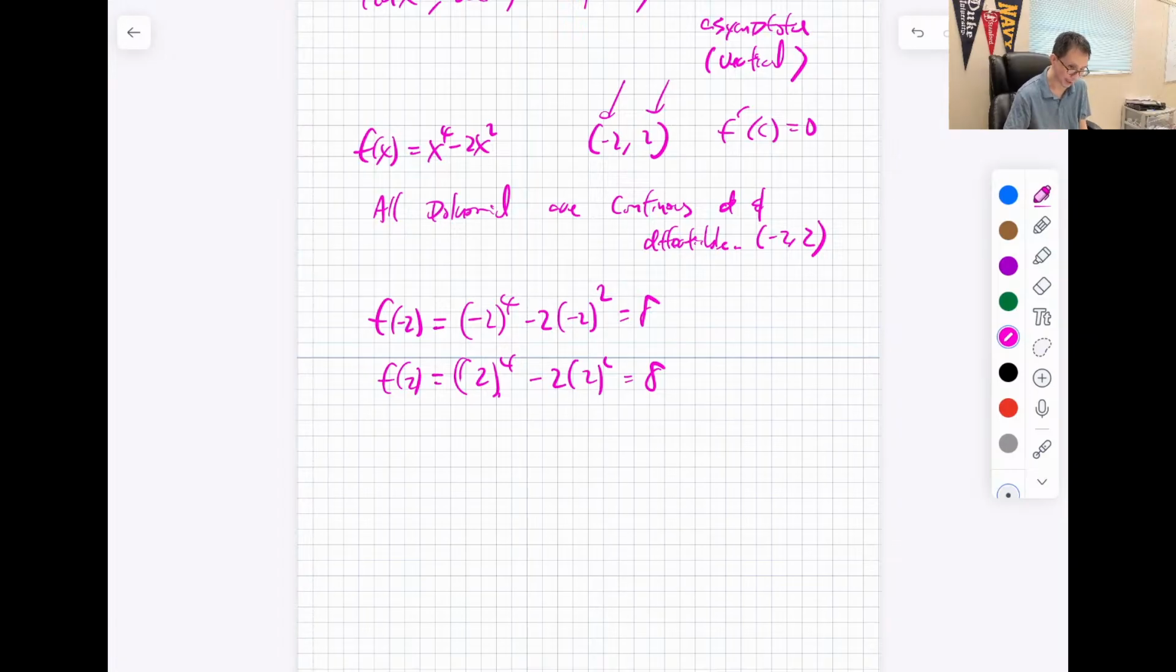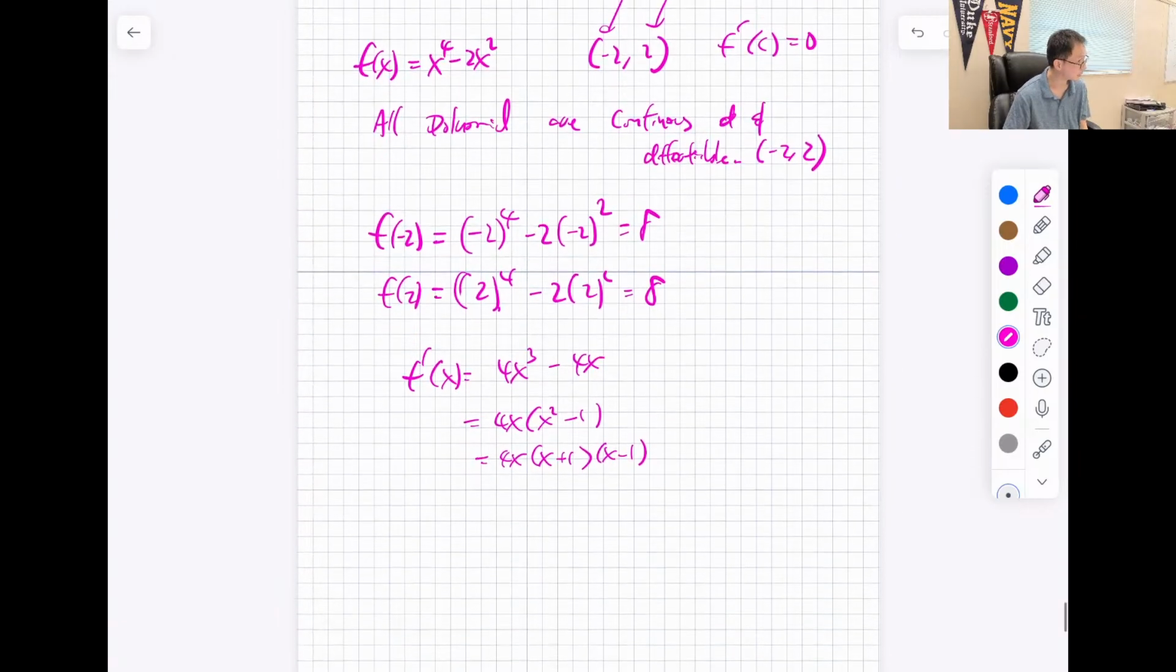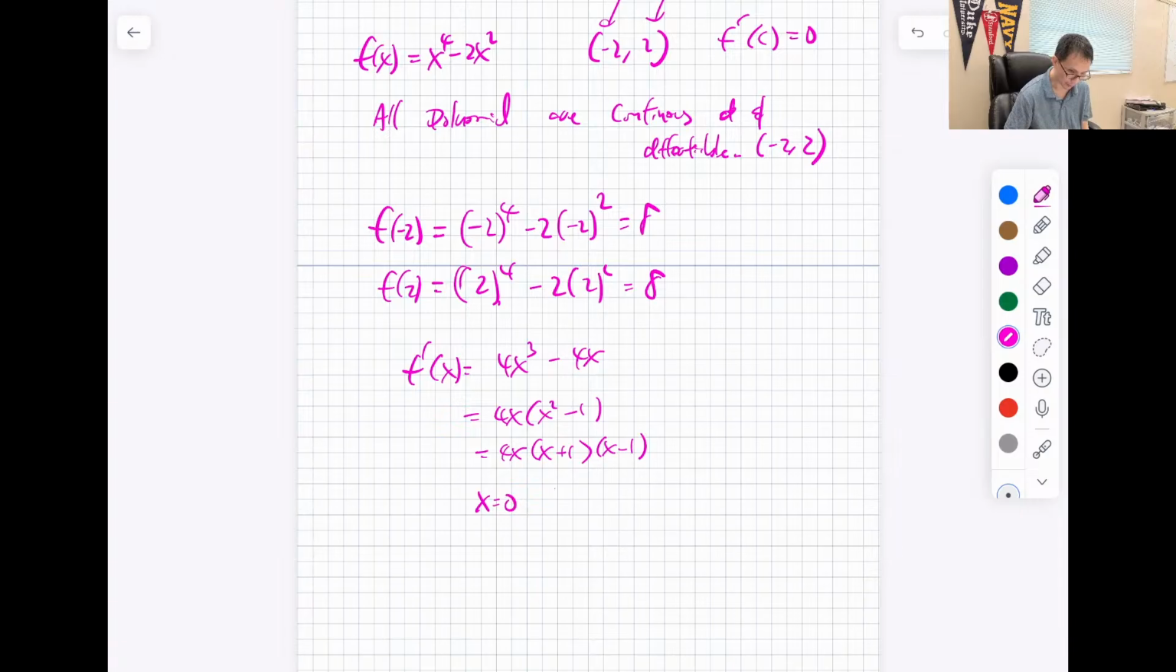Let's see how many c there are. Well, this is really easy because this is a simple power rule. So it'll be 4x cubed minus 4x. And you're going to take out 4x, that's going to be x squared minus 1. And it's going to be 4x times (x plus 1) times (x minus 1). So how many c are there? 3. So there are 3 c's where Rolle's theorem applies.